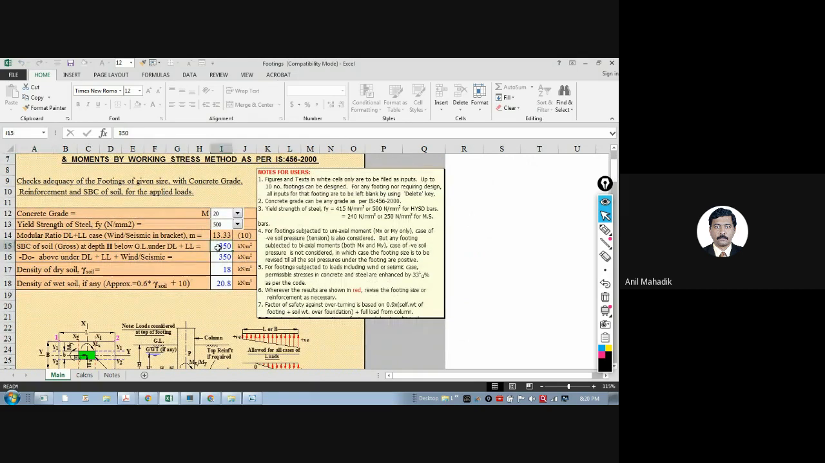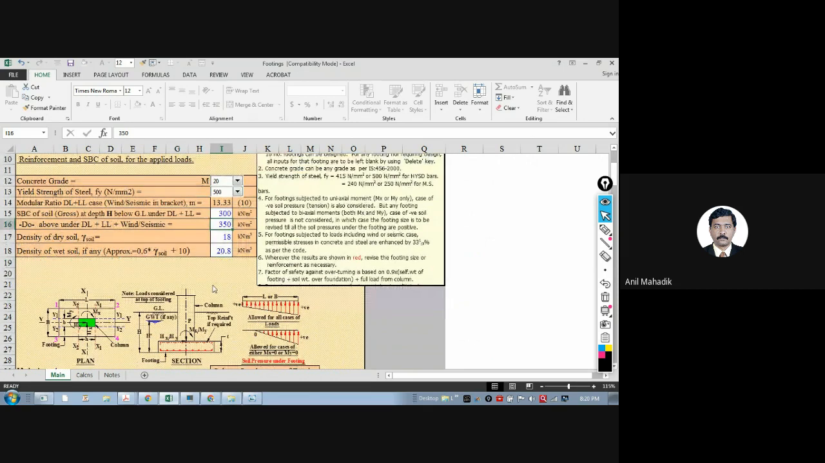Now you get the soil bearing capacity from the geotechnical report. So let's assume this as 300 in this case. Generally, if there is earthquake load or wind load, you can increase the SBC by 25%. So what is 25% of this? 375. You can increase the SBC by 25% in case of earthquake and wind load. In our case, there is no earthquake or wind load, so don't worry about that. But you should know this case.